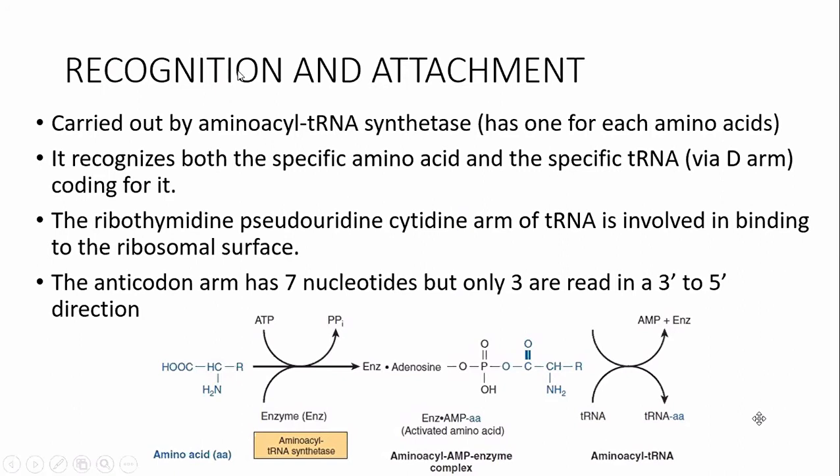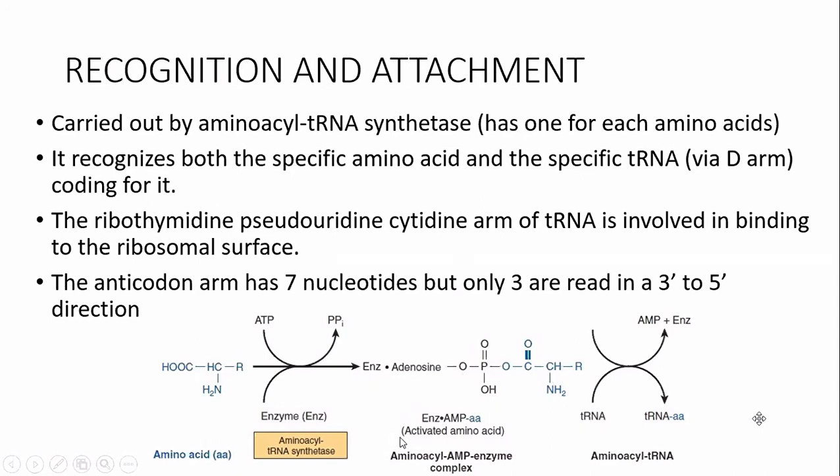Now, anong gamit ni aminoacyl tRNA synthase? This is your amino acid, specific amino acid. Here is your amino acid, tRNA synthase, and with the help of your ATP, it would produce this complex: your enzyme, adenosine, and your amino acid. Okay?